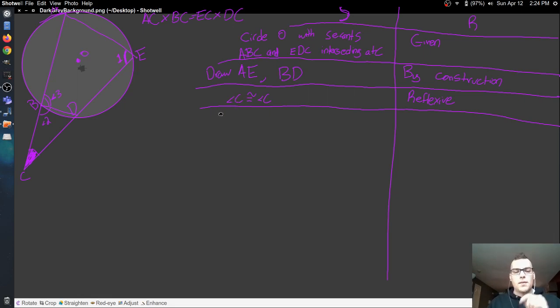Now think about what that means. I know that angle 1 is half the measure of arc ABD. Likewise, I know that angle 3 is half the measure of arc AED. And that's the same reason I used before. Inscribed angles are half the measure of their subtended arcs.